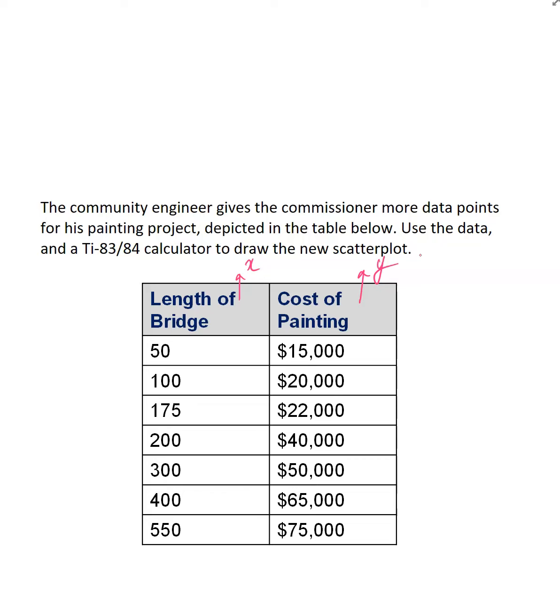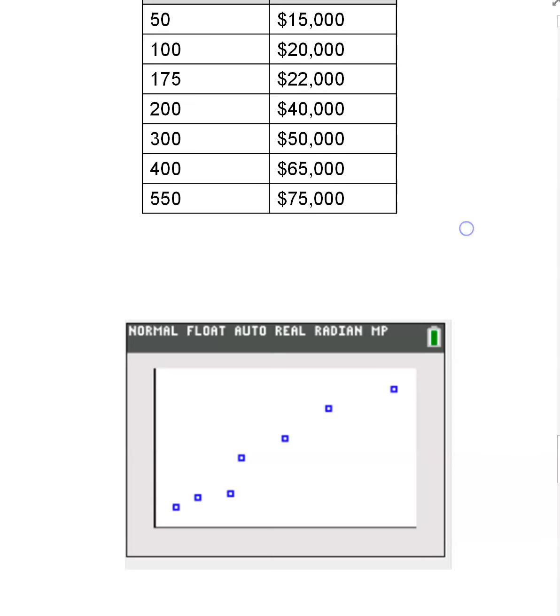Then for Xlist, if you're using L3 and L4, type in L3, or use the 2nd, 3rd button, and Ylist will be L4, 2nd, 4th button. If you're using L1 and L2, then you make the corresponding change. Go ahead and choose the mark and hit enter, then go to Zoom and number 9, which is ZoomStat, and see if your graph looks like this. You can pause and play with it a little bit to see if it matches. This is how it should look.